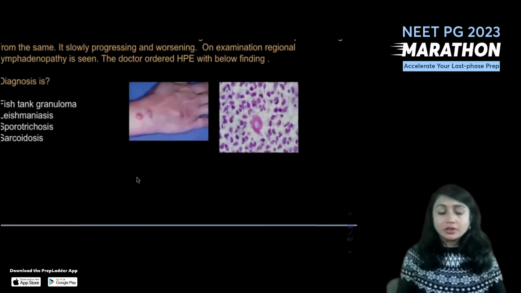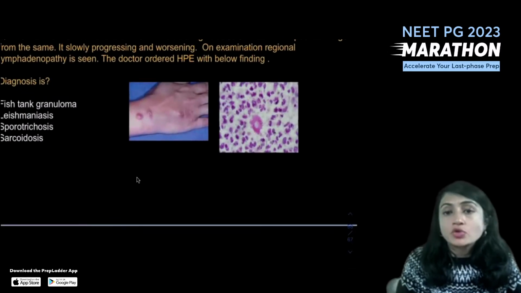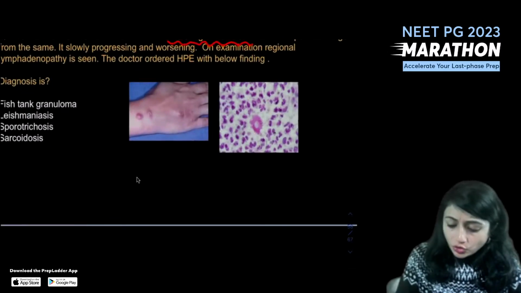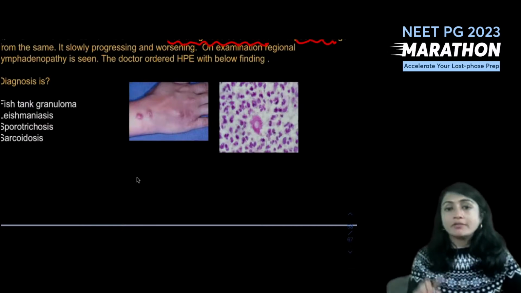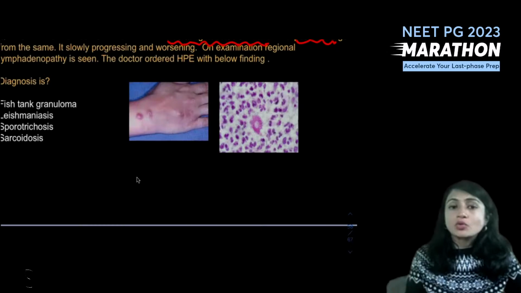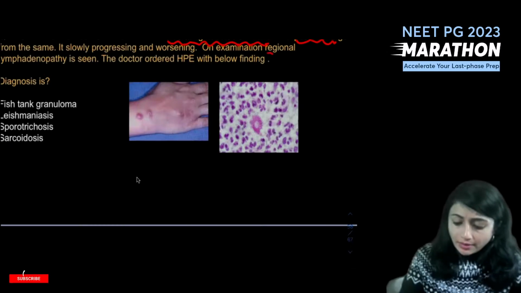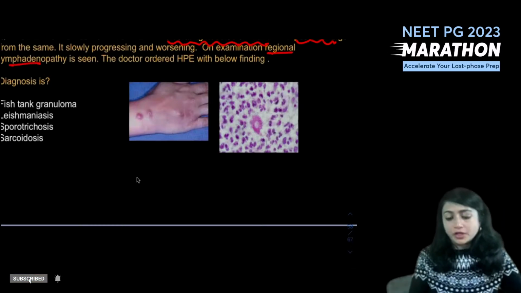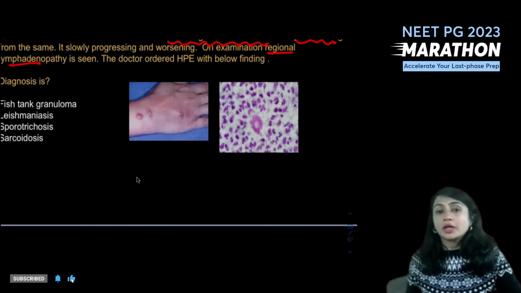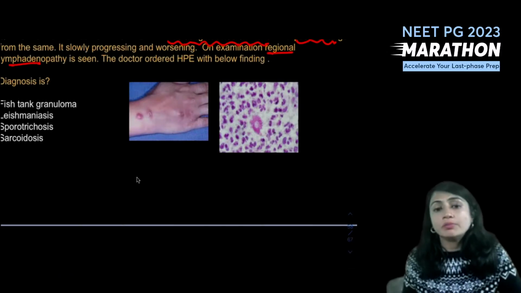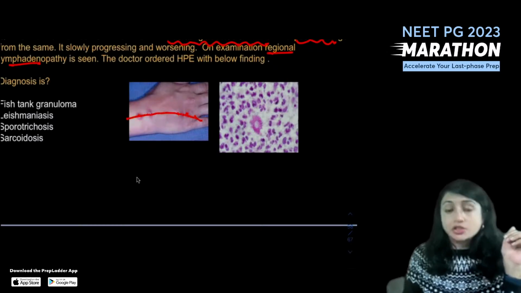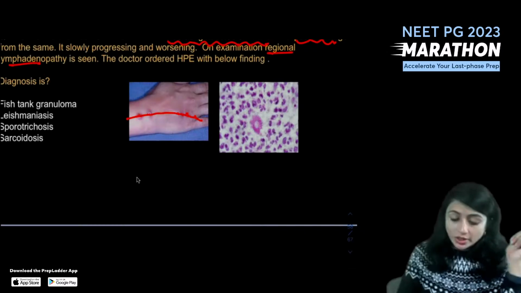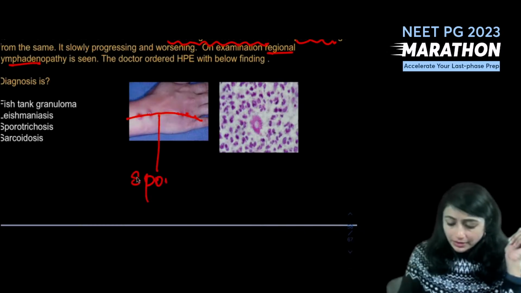Okay, the next question. A farmer from UP came to OPD with ulcerating nodules on hand with pus discharge from the same. So I have an ulcerating nodule. It is slowly progressing and worsening. On examination, I see regional lymphadenopathy. The doctor ordered histopathological examination with the below finding. So what do you see in the image? You see these nodules which are present in a linear distribution, which is also called the sporotrichoid pattern.